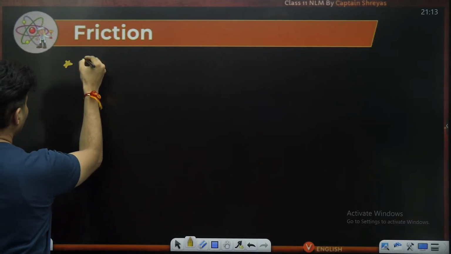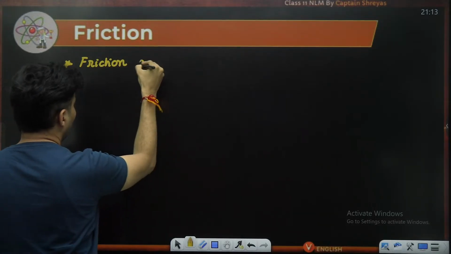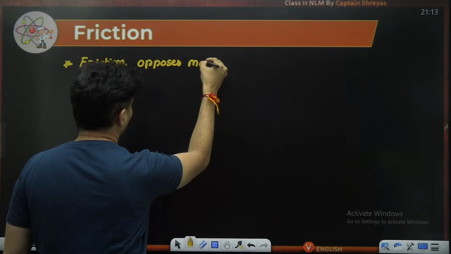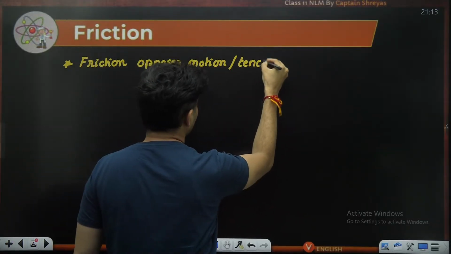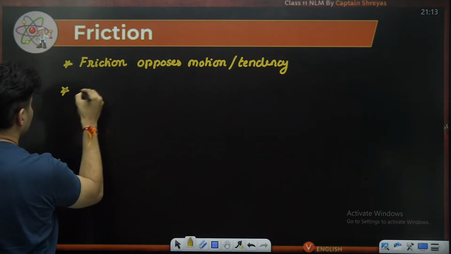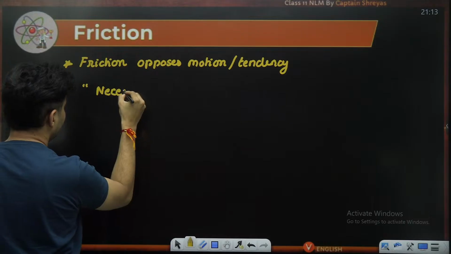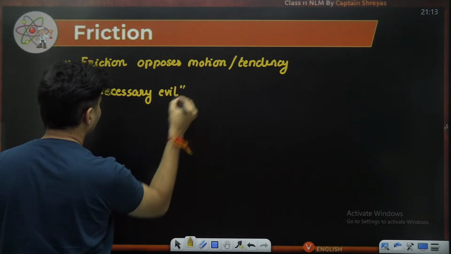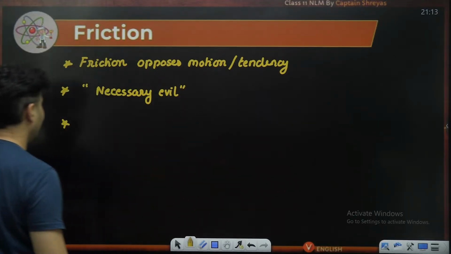Now, I will put some important points regarding friction. Friction opposes the motion or its tendency to move. It's a necessary evil. It's necessary at certain times but bad at certain times.